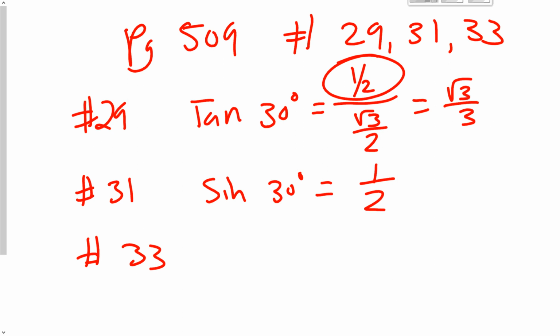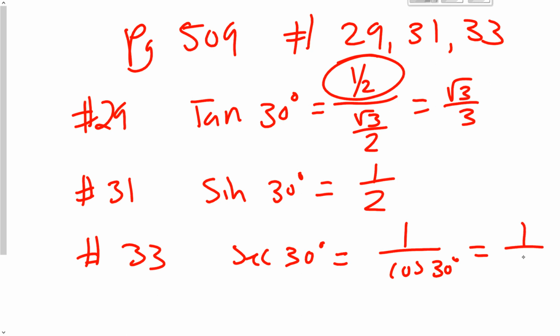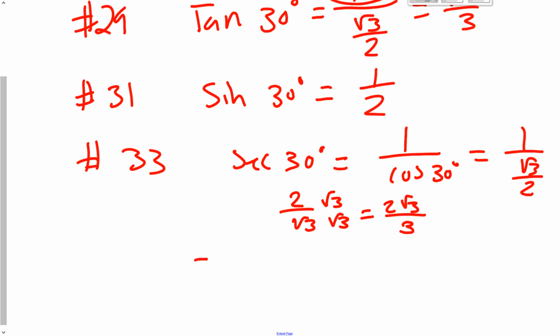33 is secant of 30 degrees. That is 1 over cosine of 30 degrees. And cosine of 30 degrees, like we did from 29, is √3/2. So I just have to flip that, so it becomes 2 over √3. We rationalize it, so we get 2√3/3. That means secant of 30 degrees is 2√3/3. So those are all your answers.